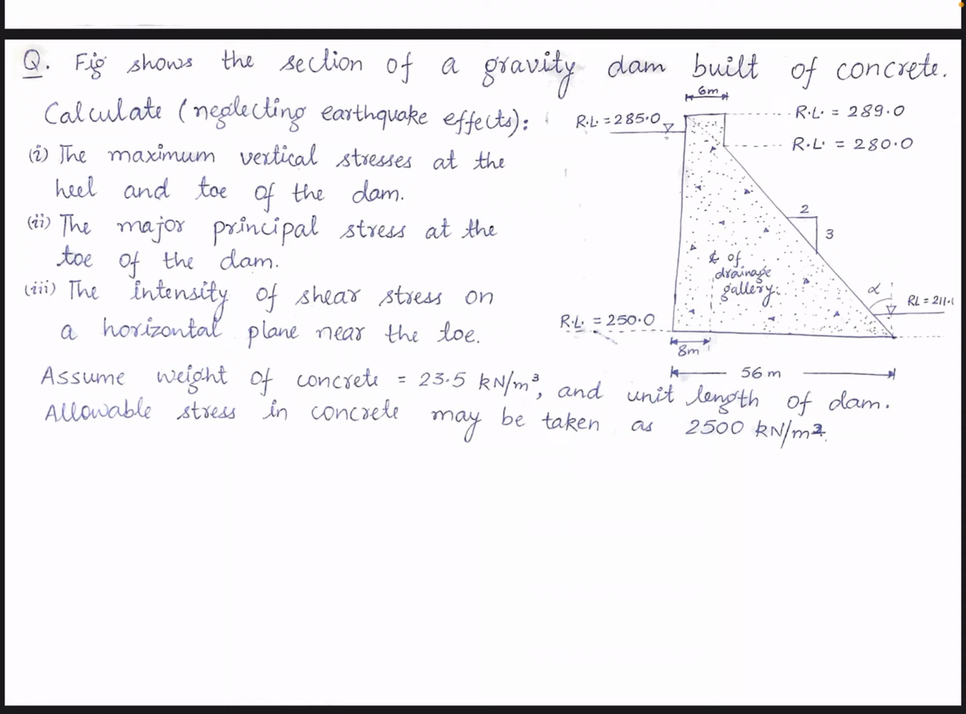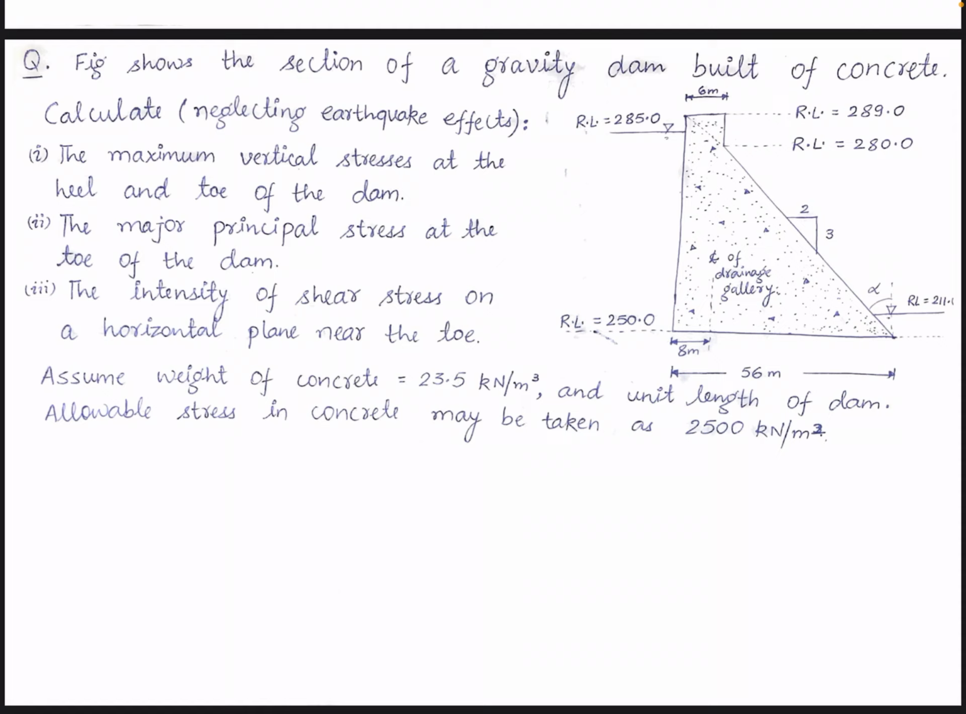So the figure shows the section of a gravity dam built of concrete. So it is a concrete gravity dam. Calculate, neglecting the earthquake effects. So we have to not consider the earthquake effect. So first is the maximum vertical stress at the heel and toe of the dam. Okay, so the first part is this.